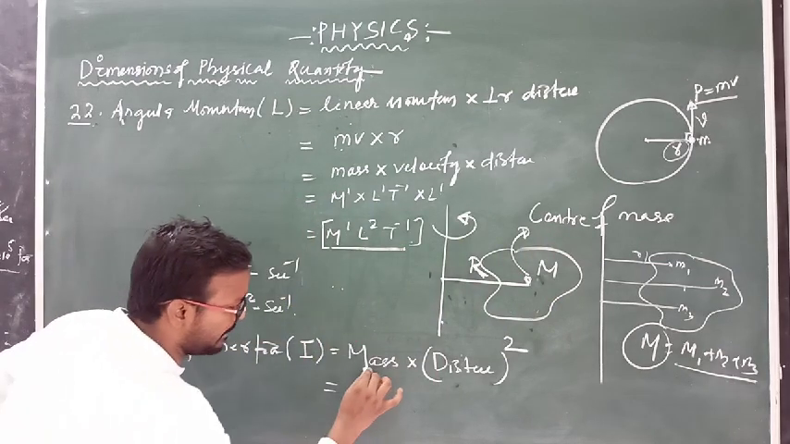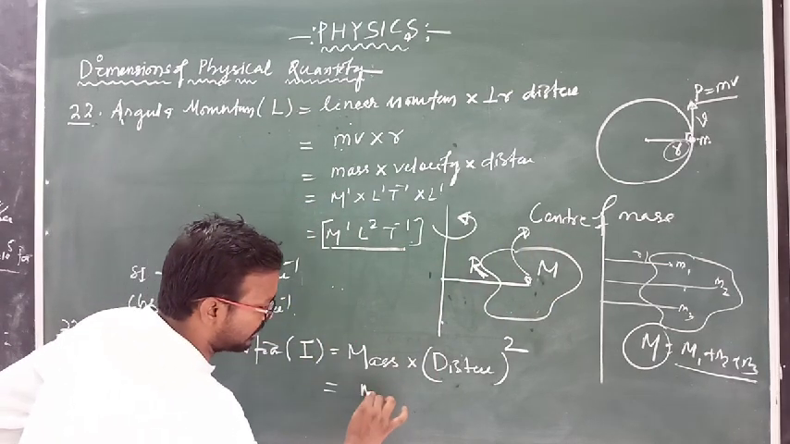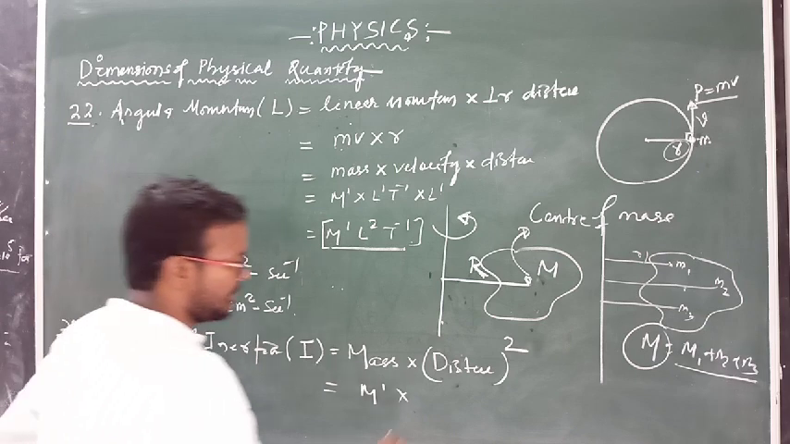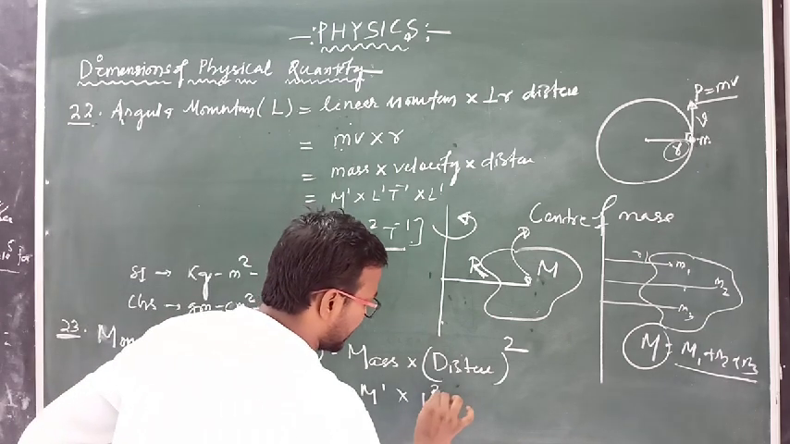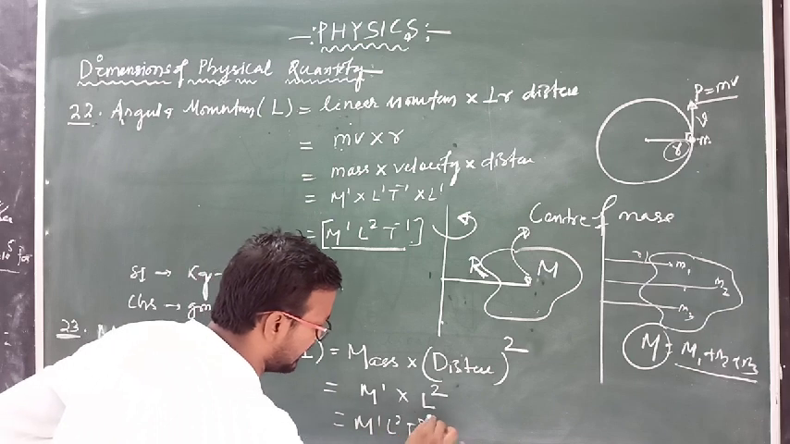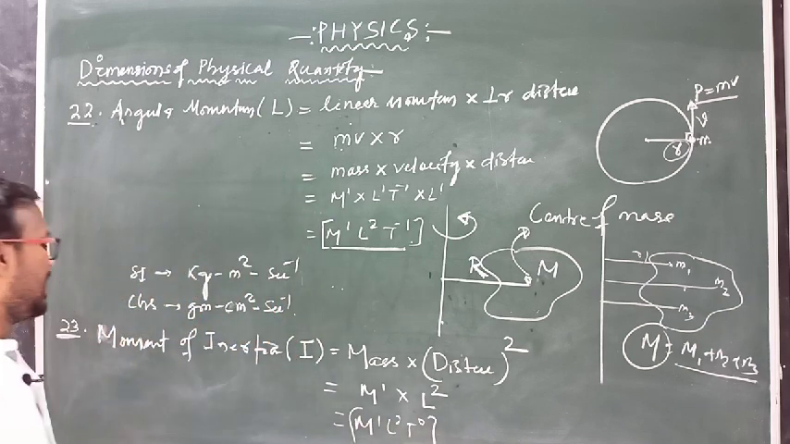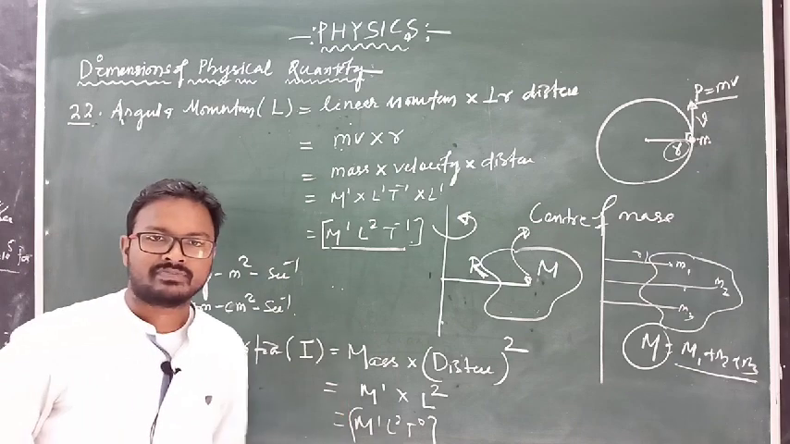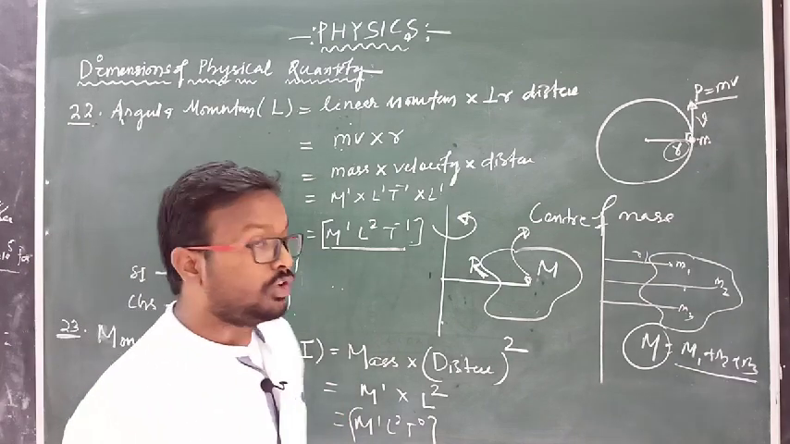So you can write here mass and dimensional formula, that is M1 into distance square. So you can write L square. We can write M1 L2 T0 is the dimensional formula of moment of inertia. Clear? You already know inertia.